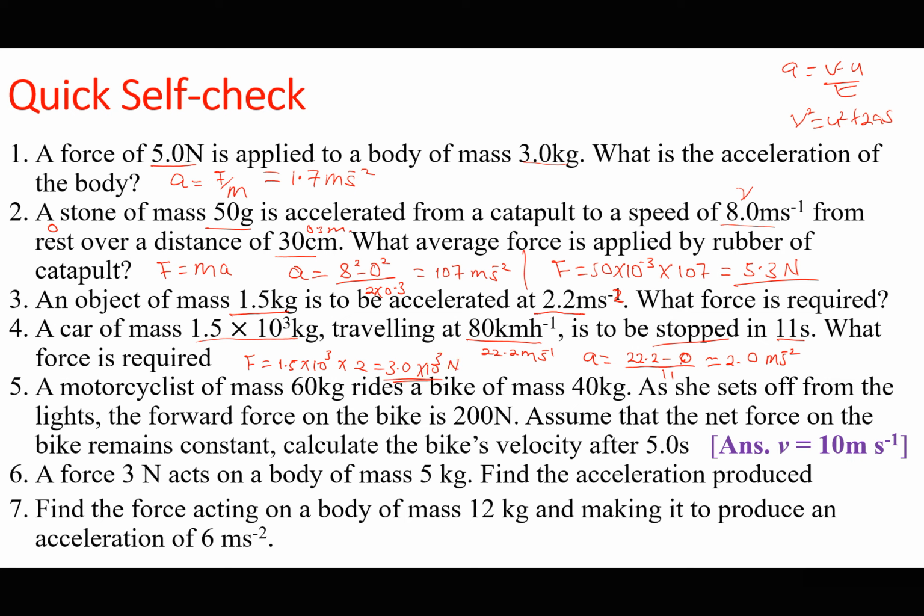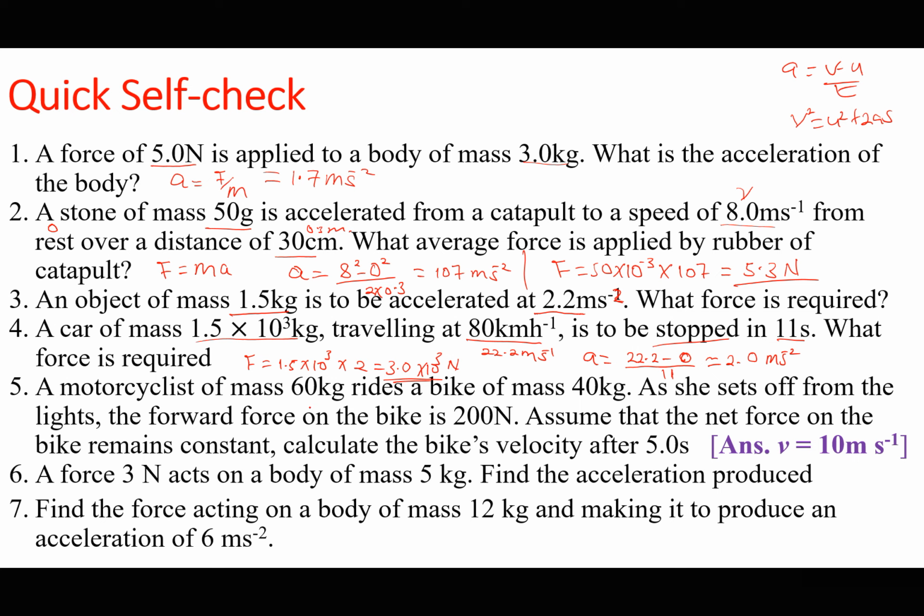So I say this acceleration is negative because we are traveling at 22.2 meters per second and it is finally stopped. Final velocity is 0. So I would have said it is 0 minus 22.2 over 11. But because I just want the acceleration, which is the change in the velocity over change in time, I just go 22.2 minus 0 divided by 11.